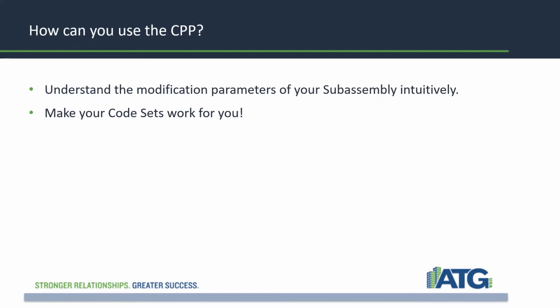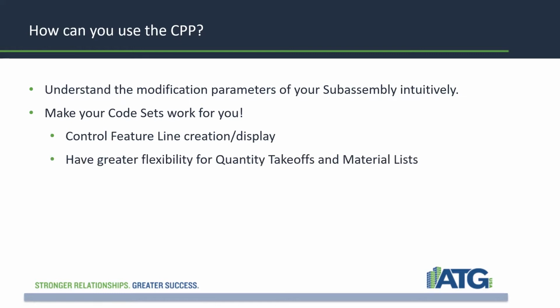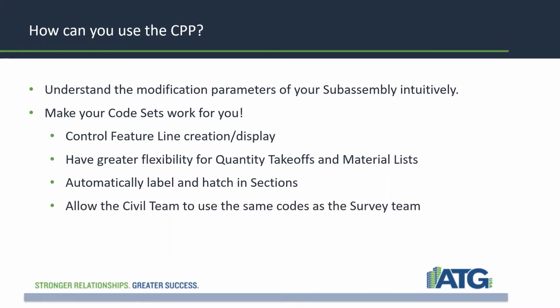So why do we want to use the CPP? We want to make our code sets do the work for us. We want them to control our feature line creation and the display of those feature lines. We want to have better flexibility when we're doing QTO or generating a material list. We want to automatically label and hatch right in our cross sections or in our section editor.